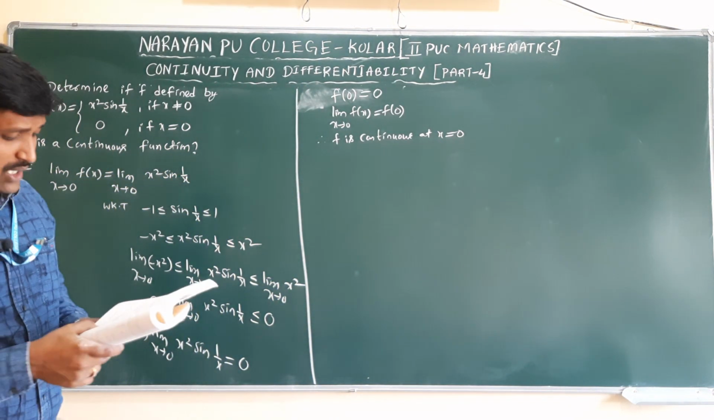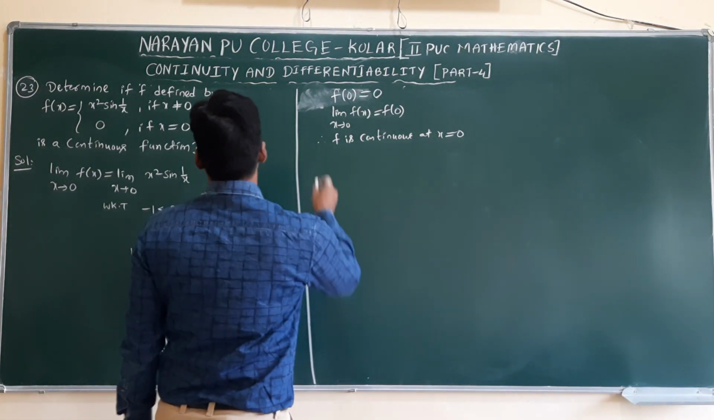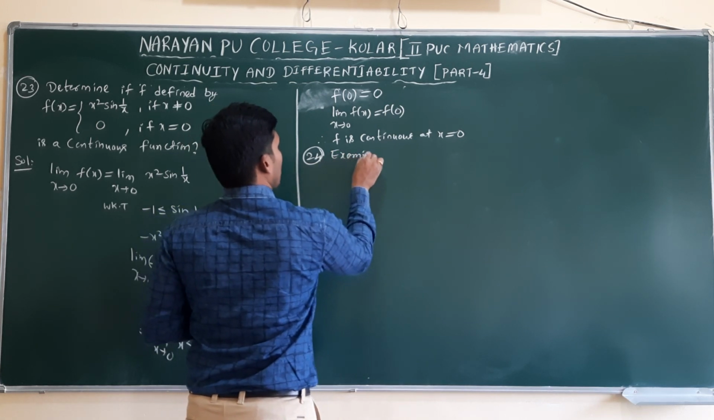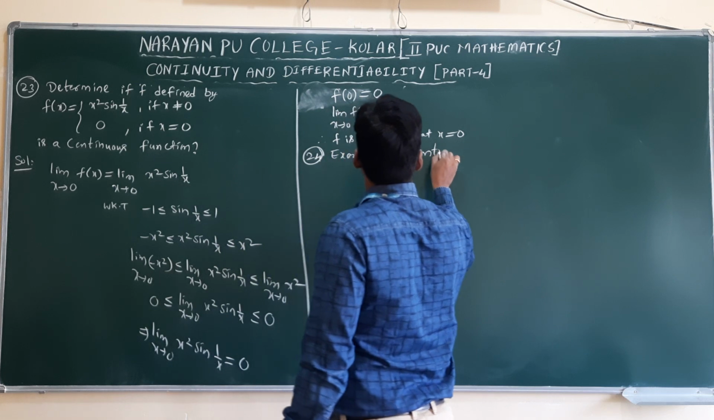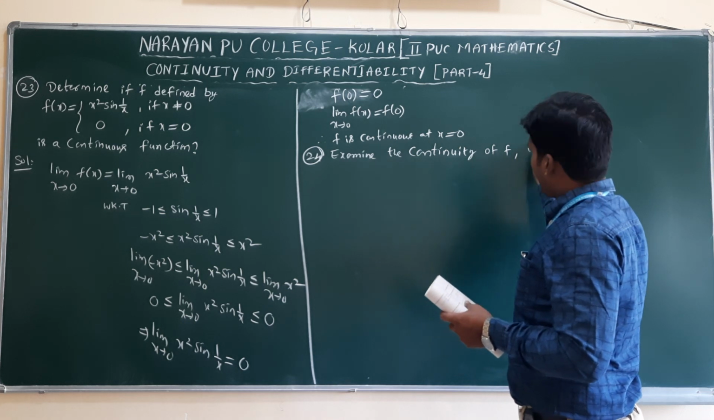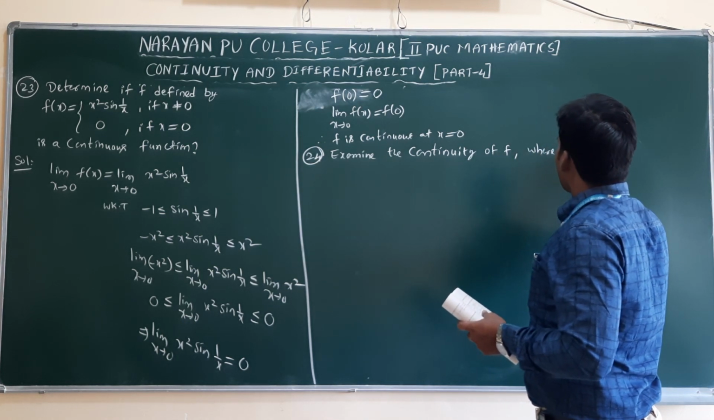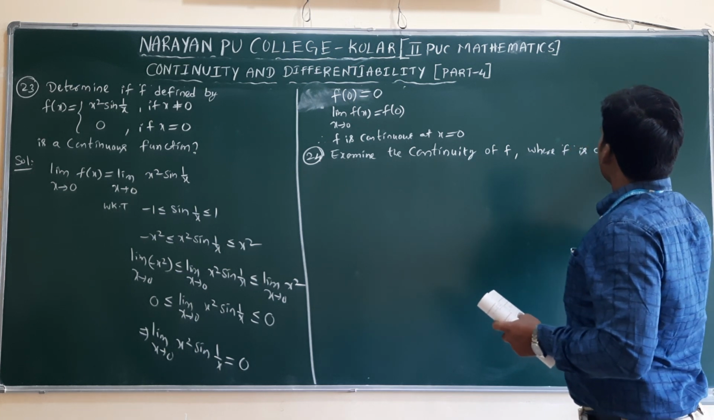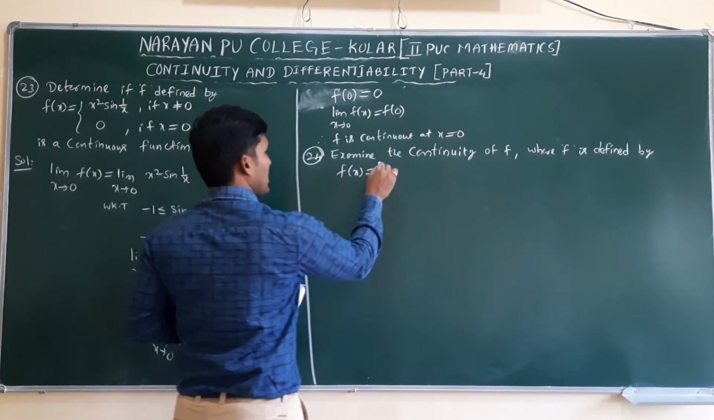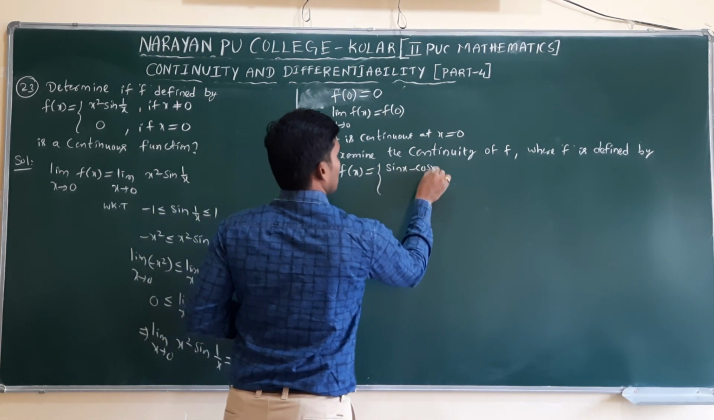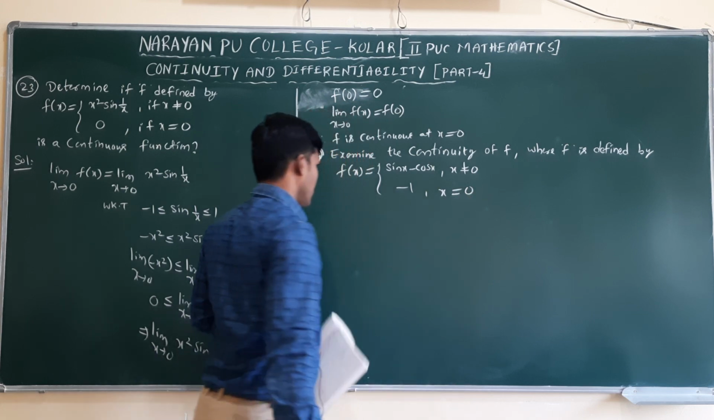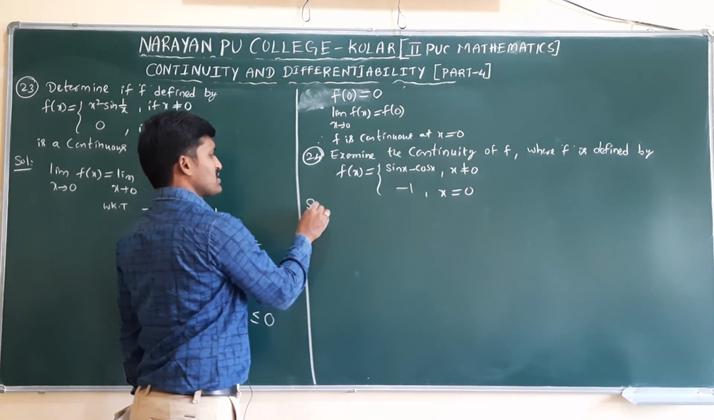Next, coming to the next question, question number 24. Examine the continuity of f, where f is defined by f of x equal to sin x minus cos x where x not equal to 0, and minus 1 where x equal to 0. Same method here also: limit of the function and function value.